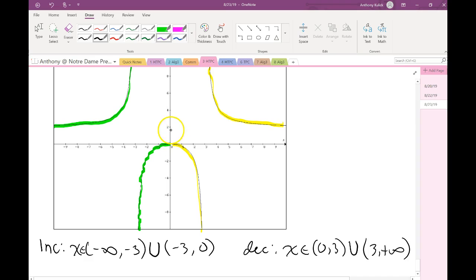Right. So again, the transitions where we're changing from increasing to decreasing are not included. So in this case, Miguel points out that 0 is the transition where it changes from increasing to decreasing, so that shouldn't be included in either one of them, so we're going to use parentheses here.